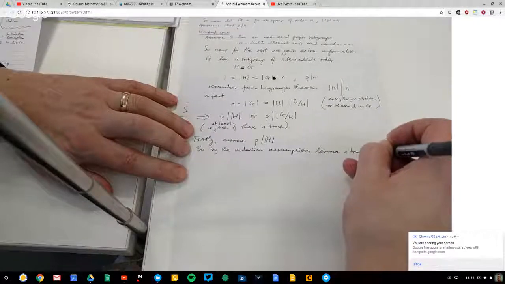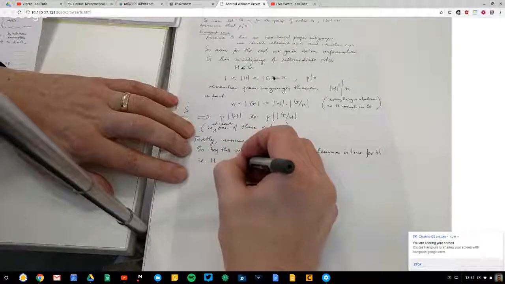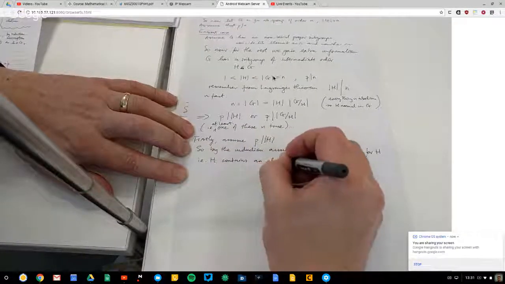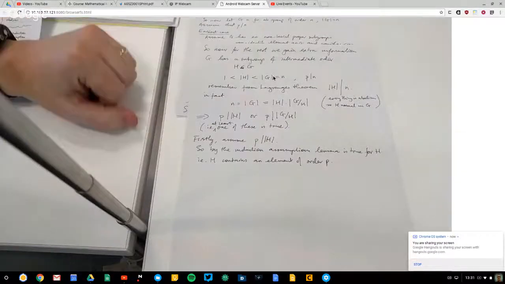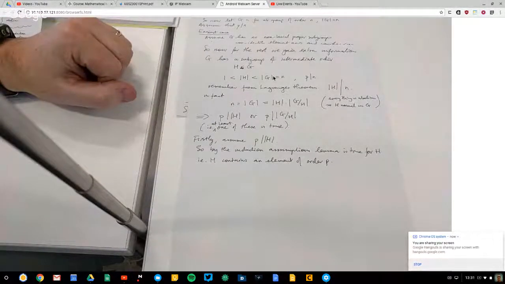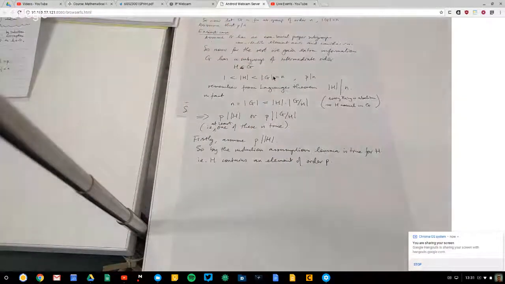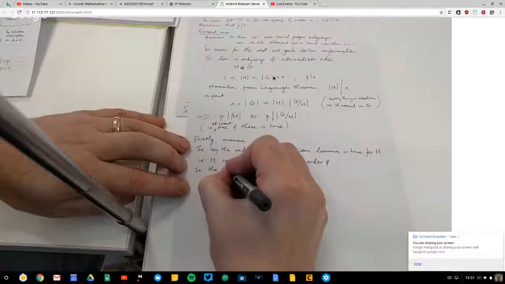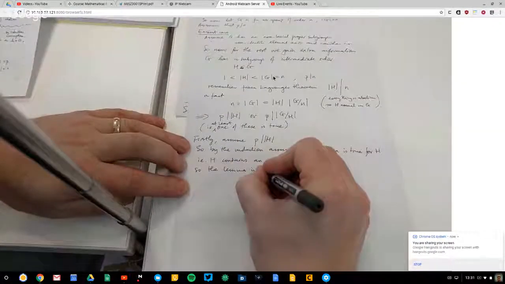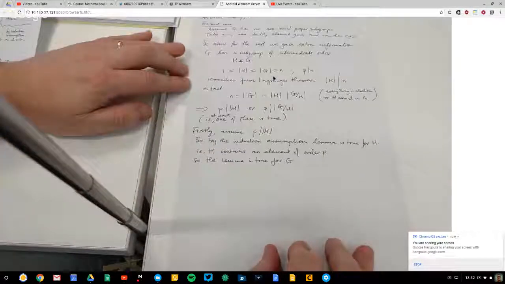So H contains an element of order p. And therefore G does. Okay? H is a subgroup of G. So the element of order p inside H also lives inside G, because H is a subgroup of G. So the lemma is true for G. Well, that's nice. Just immediately it came out.